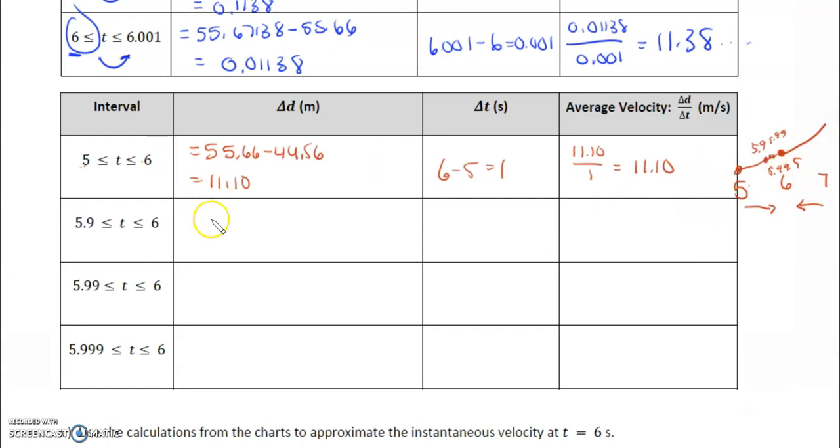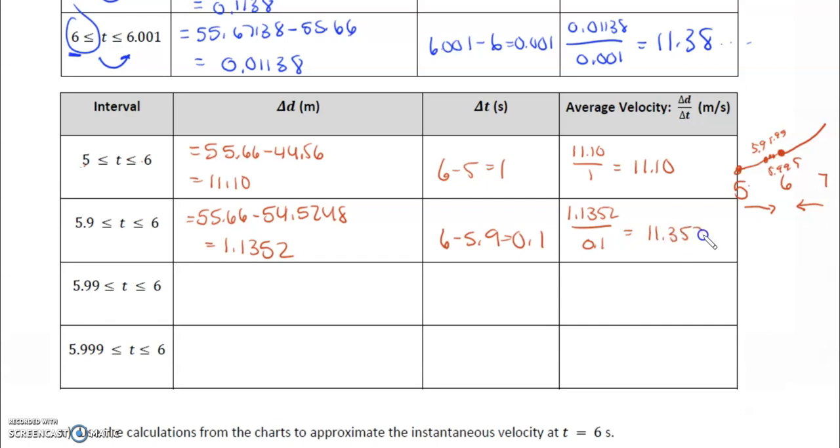Now, what if we get closer to 6? We're going to have that 55.66 again, but this time we're going to subtract 54.5248, and I get 1.1352. 6 minus 5.9, I get 0.1. So divide these out, and I get 11.352. Okay, next one, 55.66 minus 55.5462. We can see that the numbers are getting very, very similar.